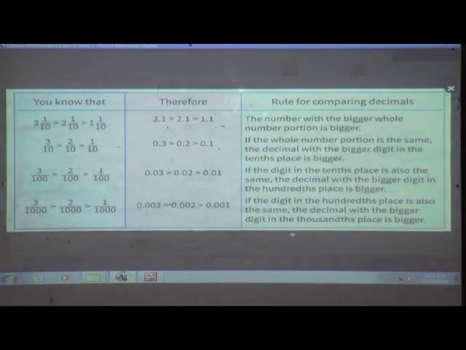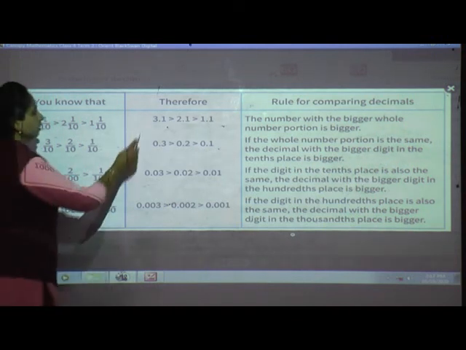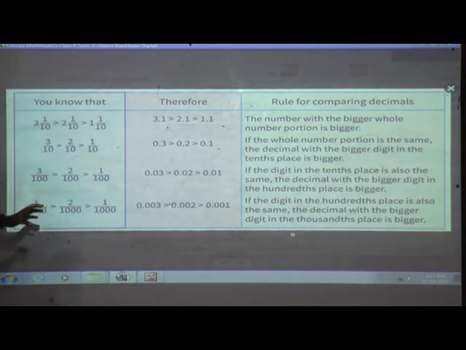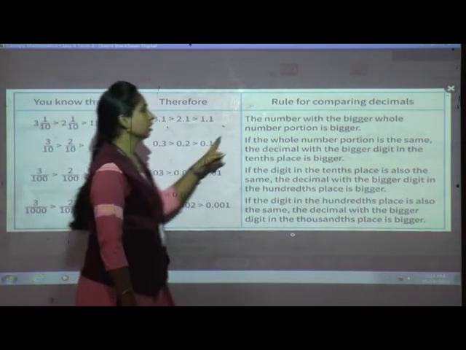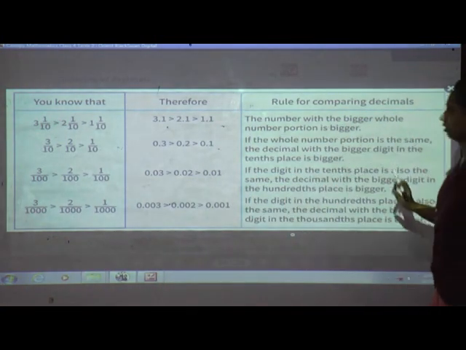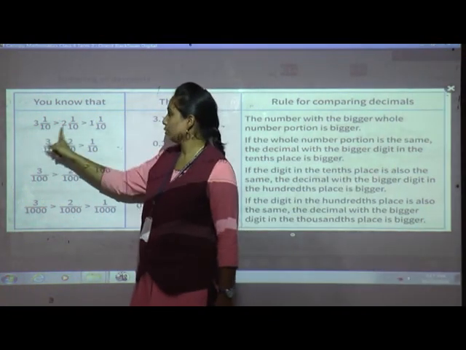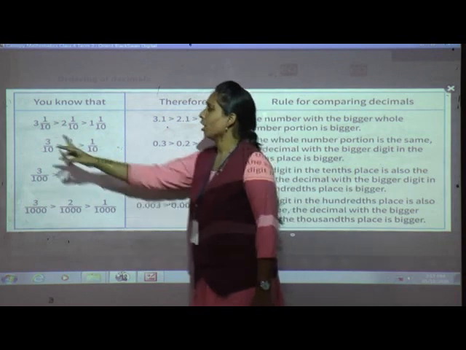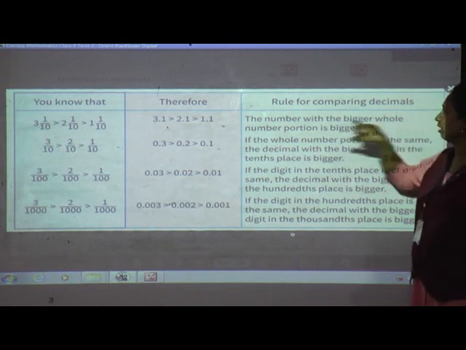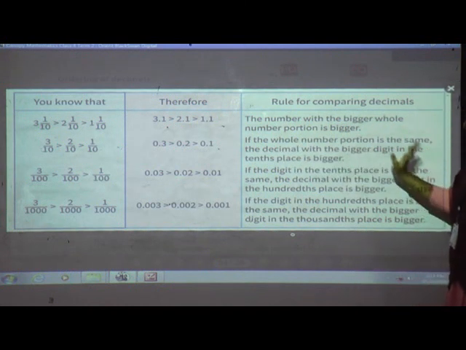Now see here. 3 1 upon 10 is greater than 2 1 upon 10 is greater than 1 1 upon 10. These are nothing but 3.1 greater than 2.1 greater than 1.1. So rule for comparing the decimal is what? The number with the bigger whole number portion is bigger. See, whole number 3, 2, 1. So how you can compare? The number with the bigger whole number portion is bigger.